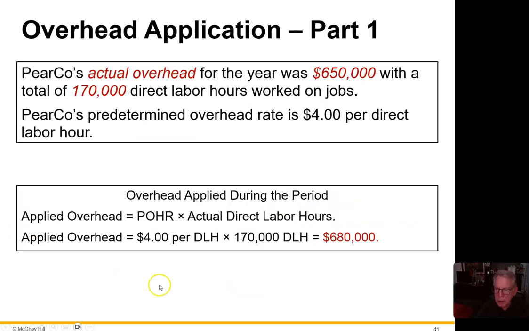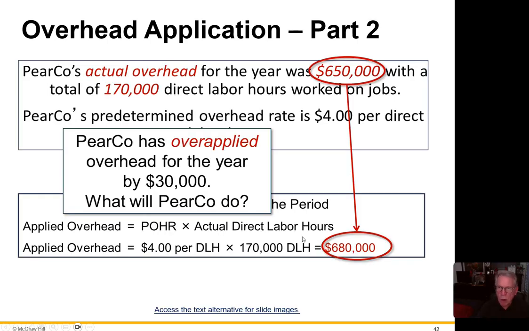So what we do here is they had actual overhead of $650,000, total of $170,000 direct labor hours worked at $4. So if I multiply $4 times 170,000 direct labor hours, I get 680,000. So we've applied more than 650. So we have over applied overhead of $30,000. What are they going to do? We'll have to wait till the next video to find out.